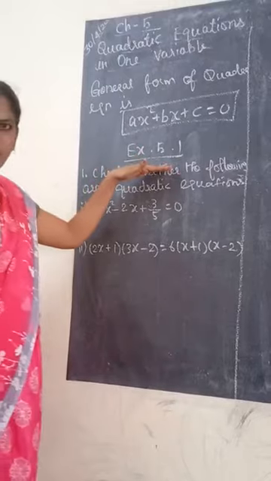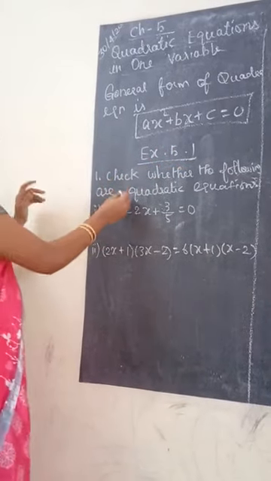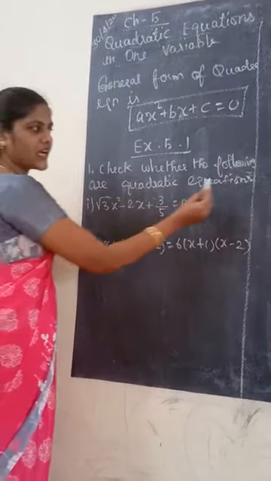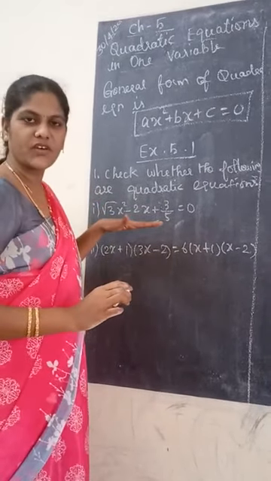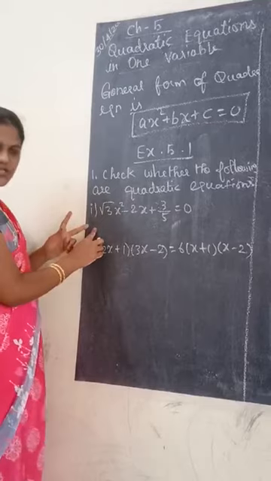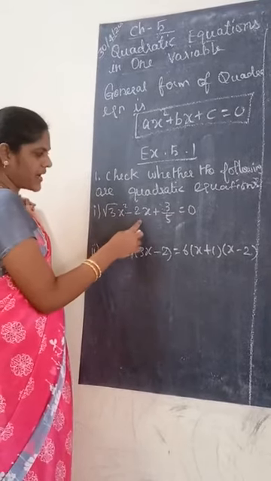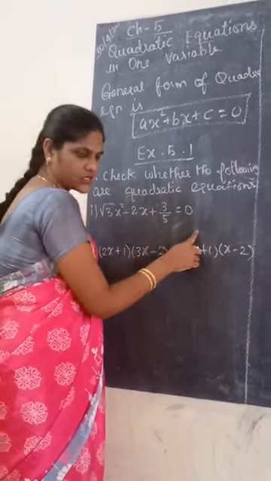Listen, exercise 5.1. The first question is: check whether the following are quadratic equations or not. We need to check whether it is a quadratic equation or not. First question is root 3 x square minus 2x plus 3 by 5 is equal to 0.